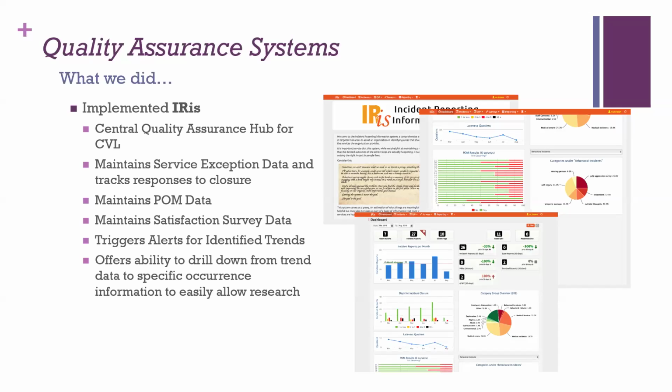It maintains all of our service exception data. We also have our Palm data in there. We have satisfaction survey data in there. We have implemented some rudimentary AI that will actually trigger alerts to help identify trends. And it offers the ability to drill down from trend data into specific information, so that the analyst and the QA team can actually spend time really looking at things and say, okay, what's the problem and how do we solve it?